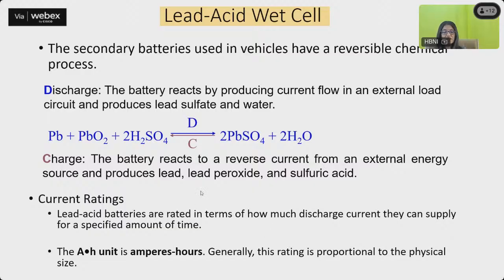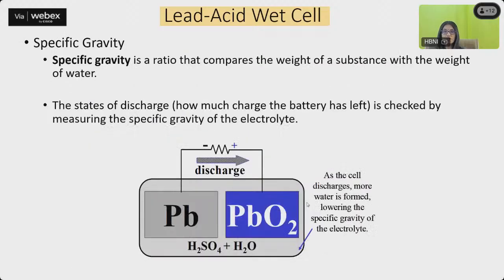The current rating of this battery is given by how much discharge current it can supply for a specified amount of time, and the unit is generally ampere hours. This rating is proportional to the physical size of the lead acid battery. Specific gravity is a ratio that compares the weight of a substance with the weight of water. The state of discharge, how much charge the battery has left, is checked by measuring the specific gravity of the electrolyte. As the cell discharges, more water is formed, lowering the specific gravity of the electrolyte.